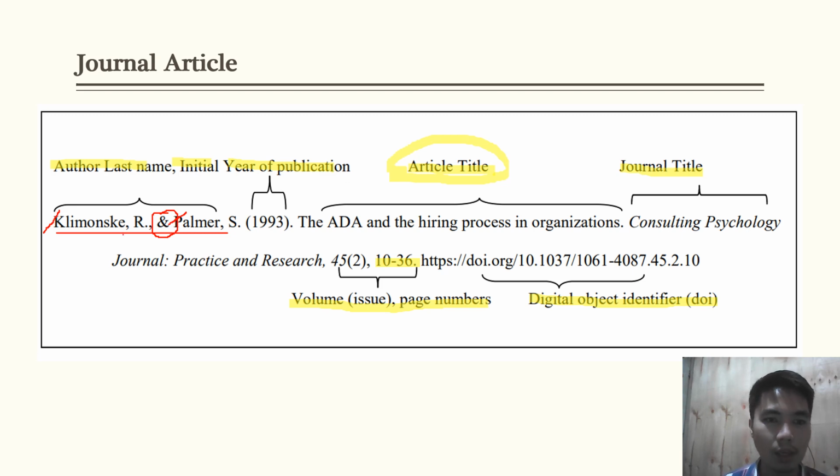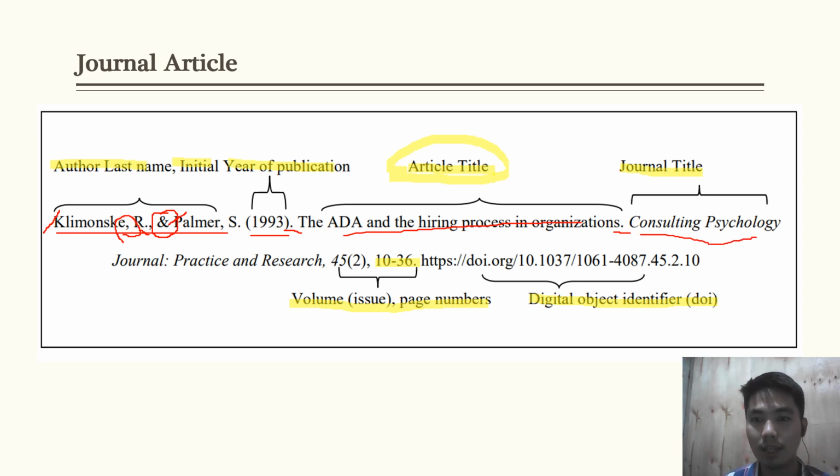Mapapansin po din natin, we are using a comma after the author's last name, and a period and a comma kapag meron pang kasunod. So, either a period kung wala nang kasunod, pero kapag may kasunod pa na author, then a period and a comma. After presenting the last author, the year of publication is enclosed inside the parentheses, followed by another period. The complete title of the article, followed by another period.